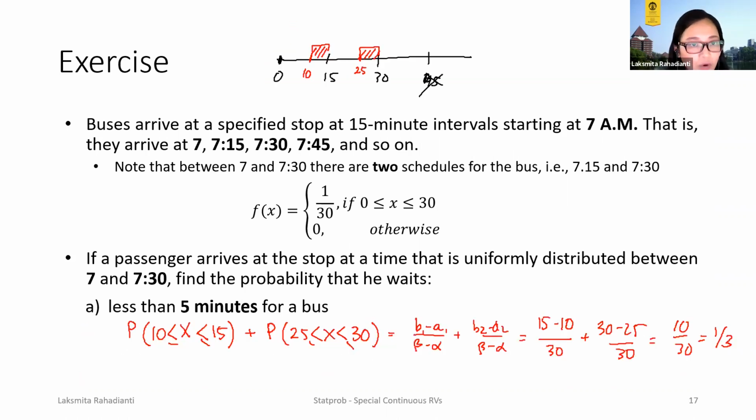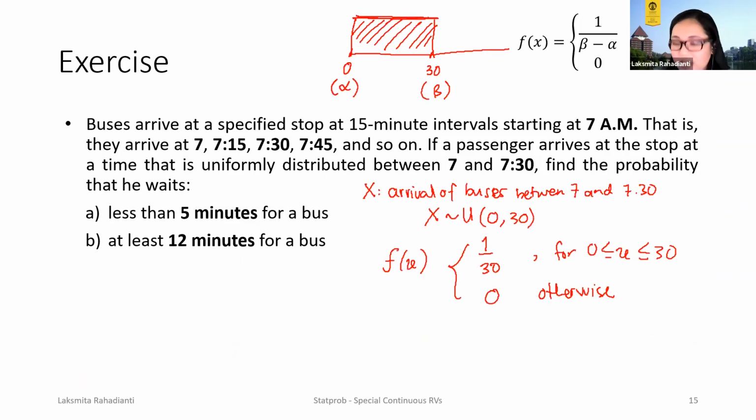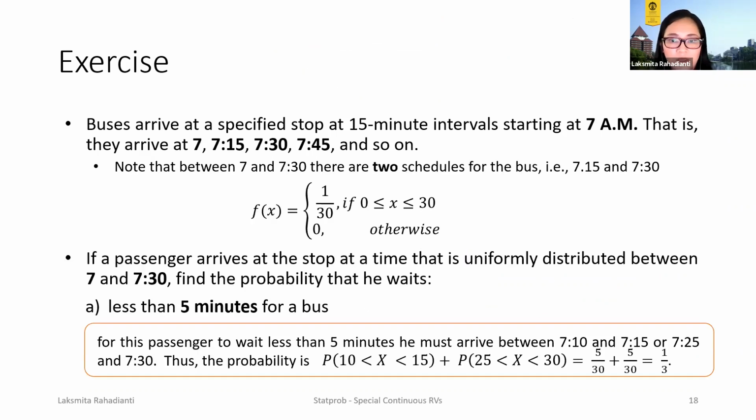I would like to correct myself right here. I apologize. This is not the arrival of buses; however, the arrival of the passenger, because we are using X to denote the arrival of the passenger between 7 and 7:30. Sorry, my mistake. And then we can compute the probability as follows.